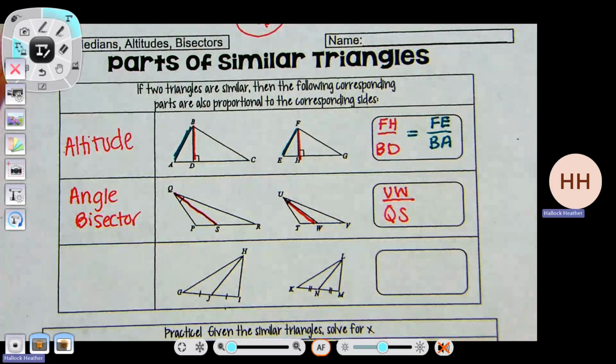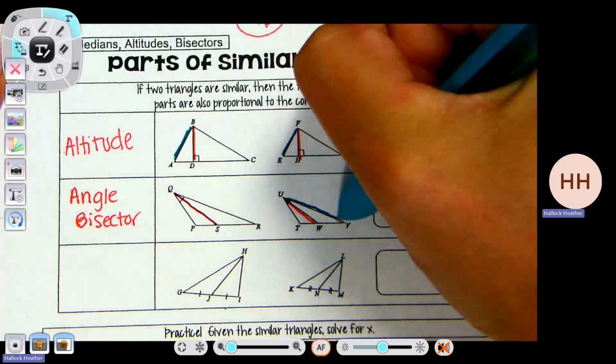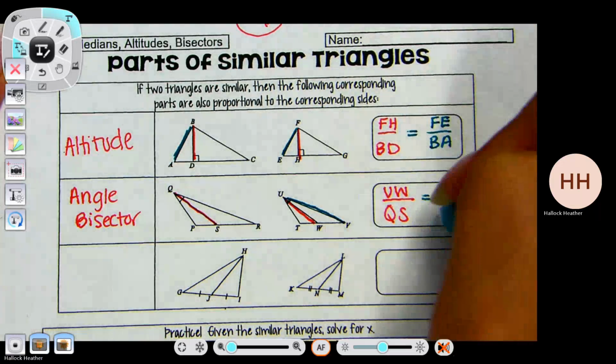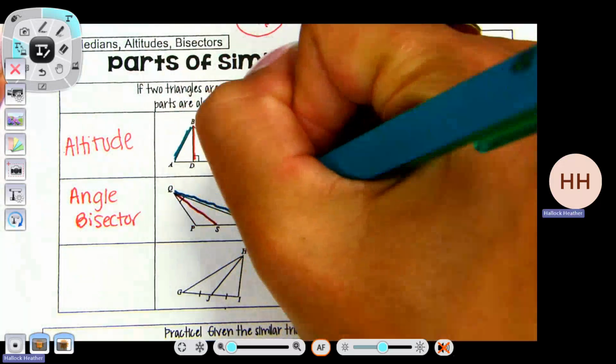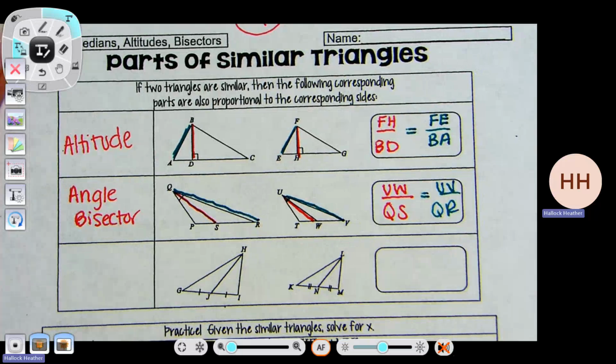And then if I say it equals, this time let's do UV, what does that match with on the other one? RQ or QR, either way, doesn't matter. Yes. Okay, so you're just finding matching pieces, same thing, except now we have vocabulary.